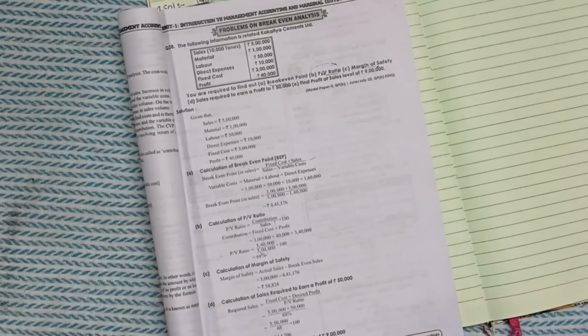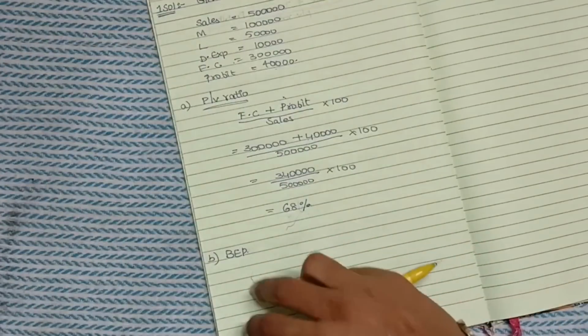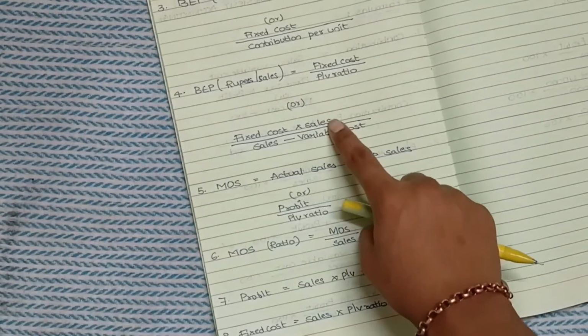In the question, if they are mentioning BEP in units, we need to use the units formula. If they are mentioning only break even point, then we need to use only the break even rupees, all sales formula.